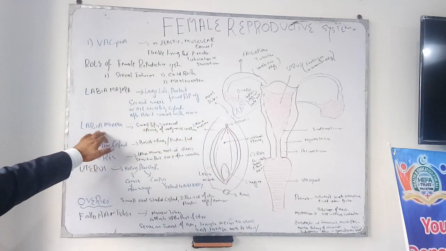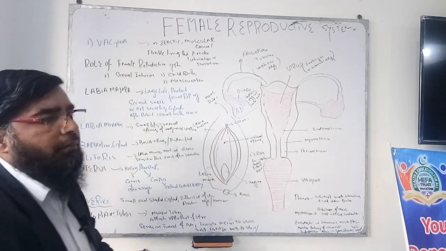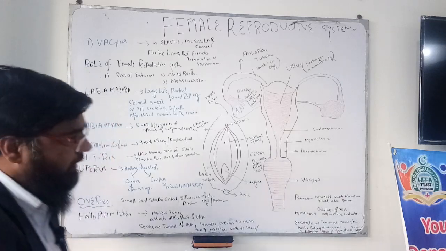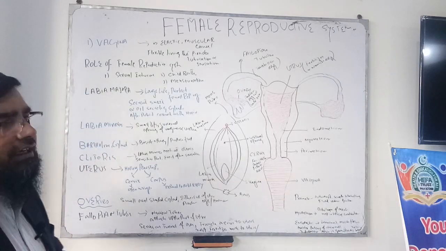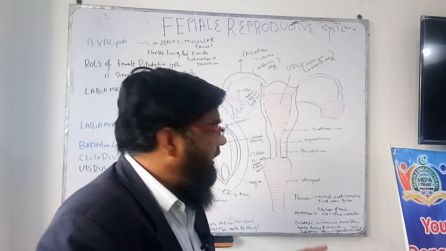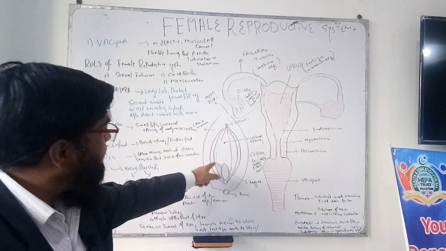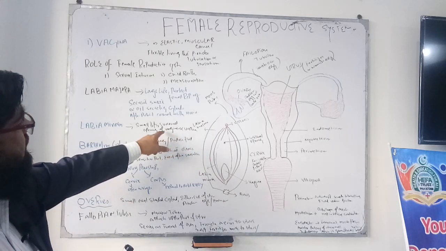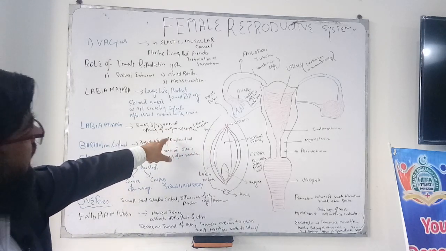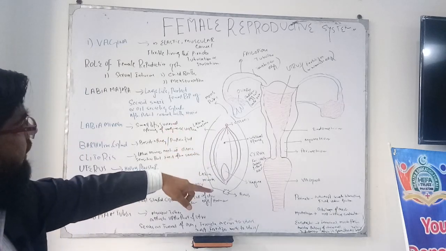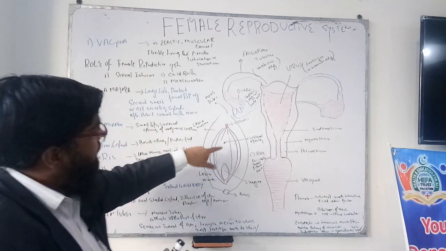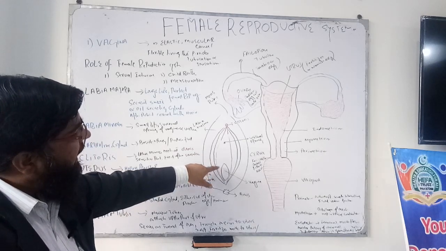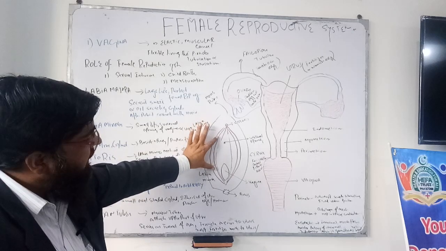Then the second portion is called labia minora. Minora means minor, small area. So labia minora is called the small lip of the vagina. This is the innermost small lip of the vagina. Labia minora surrounds the opening of the vagina and the urethral opening, this area.